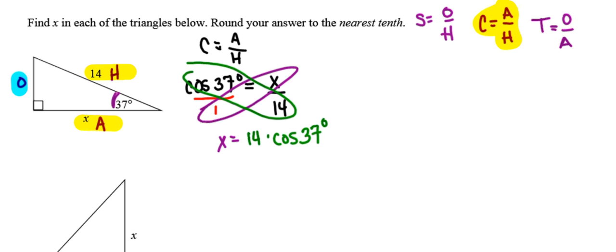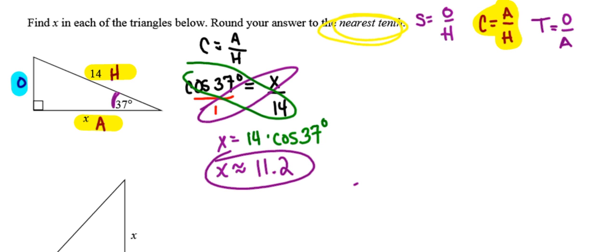Now I have to determine exactly how much or how little they want me to round that answer. In the directions, they tell us that they want to express each one of these answers to the nearest tenth. So for my x value, I'm going to use these little squiggly parentheses to represent about. To the nearest tenth, that is about 11.2. So the length of that side in the triangle is about 11.2 units long.